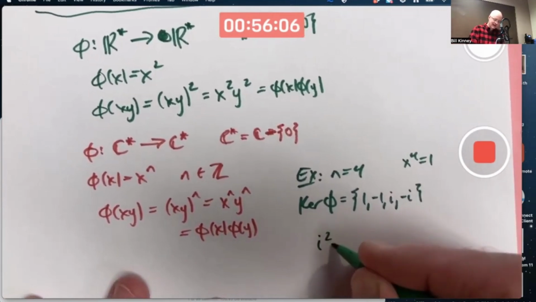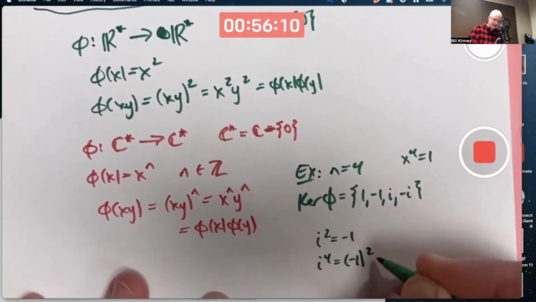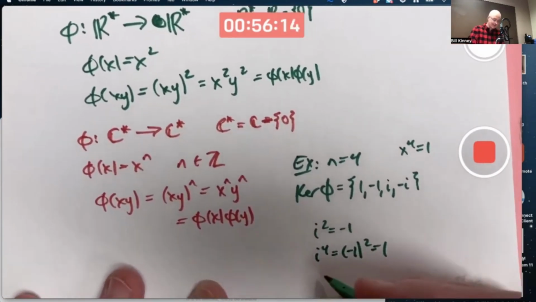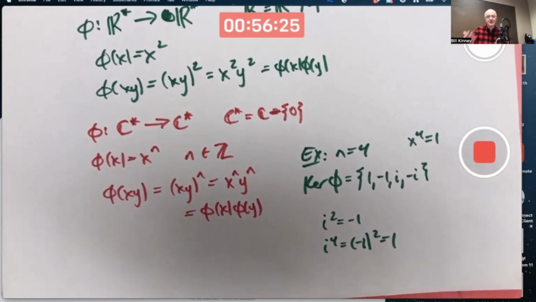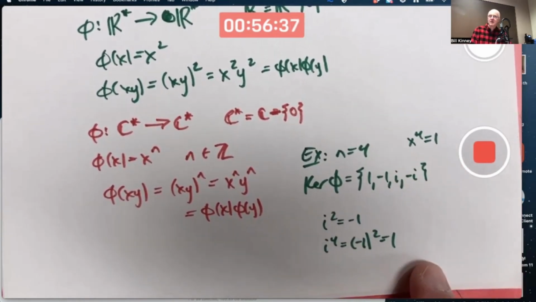Because i squared is -1, so i to the 4th would be -1 squared, which is +1. And the same kind of thing happens with negative i. These examples are new, but you really should be able to think these through with a little bit of help. I mean, finding 8th roots of 1, that's getting harder, but this is a simpler one.